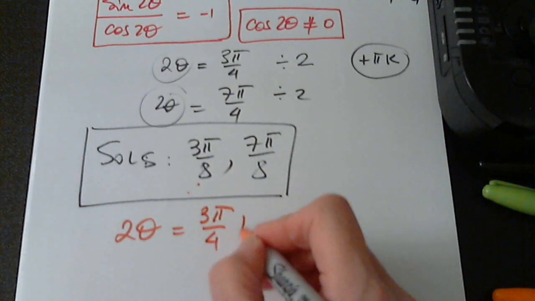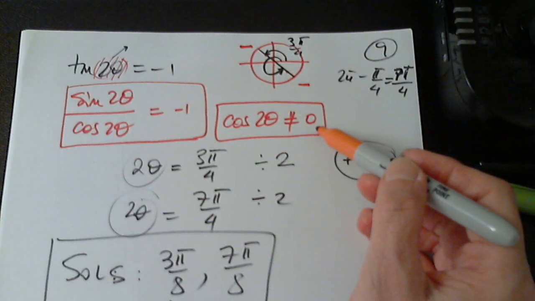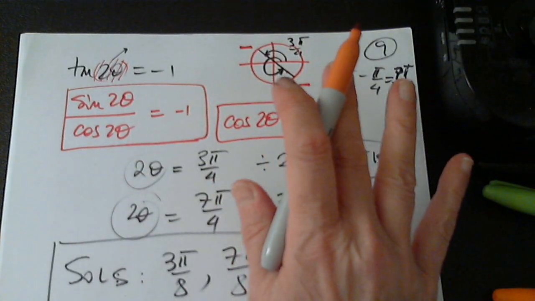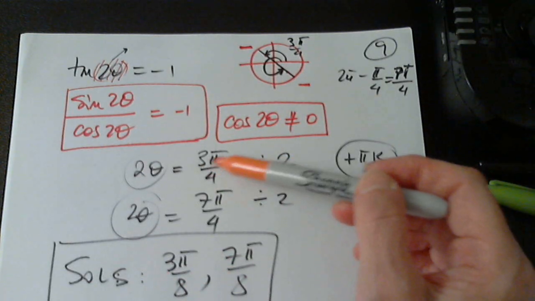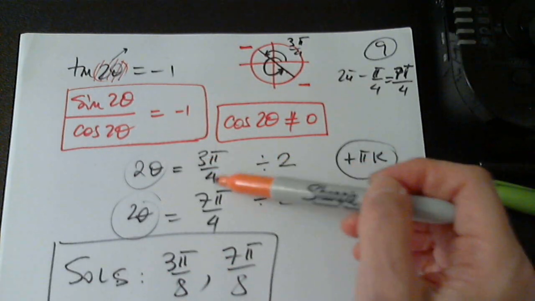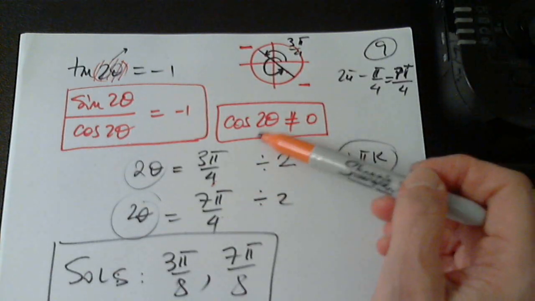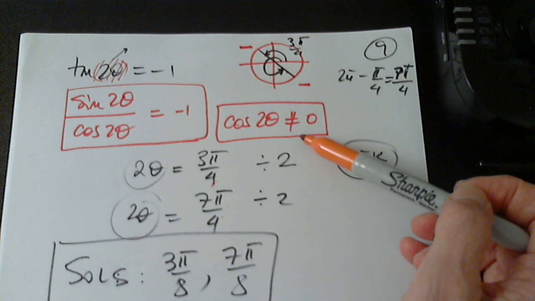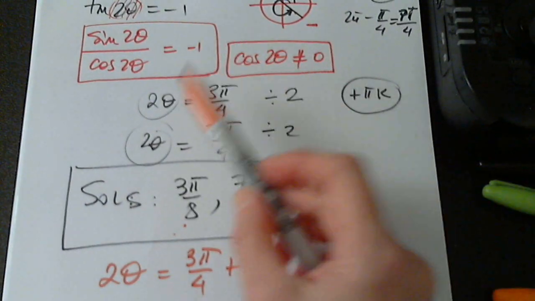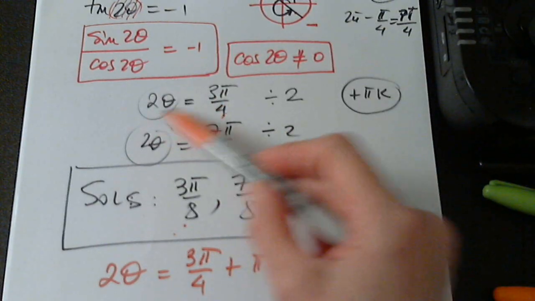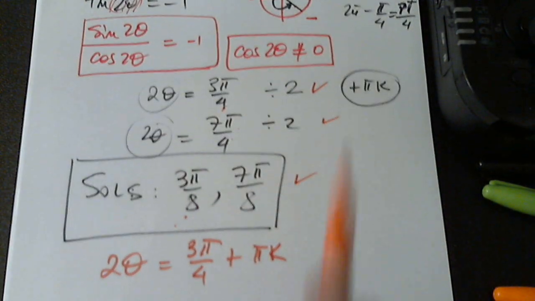So 3 pi over 4 plus pi k. Again, we have to verify that this is not 0. This is very important. We haven't verified that yet. So just give me one more second. So 3 pi over 4 times 2 is a problem, and 7 pi over 4 times 2 is a problem. So we have to be very careful. That's okay. They're all okay. Got it.